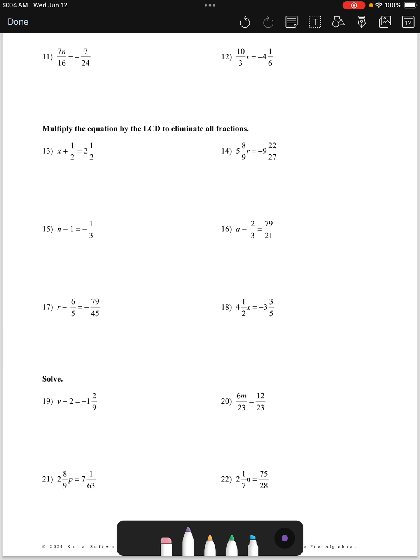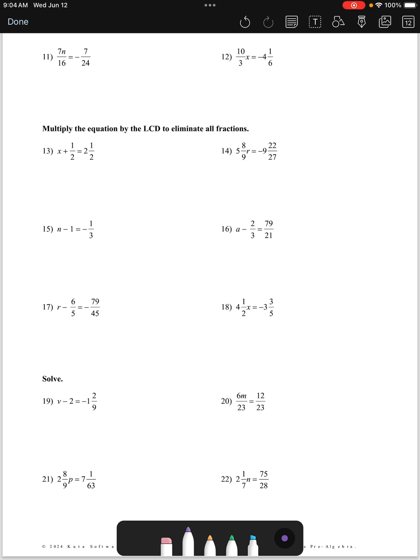And it's exactly what it says. Multiply the equation by the LCD to eliminate all fractions. Now there's one big major caveat before you can do this. No mixed numbers, which we've been pretty much eliminating anyway. The best way to handle fractions in an equation is to strictly have fractions. Mixed numbers just cause headaches.